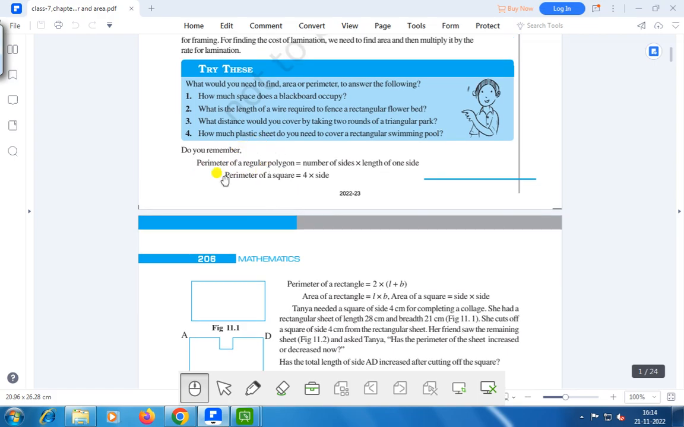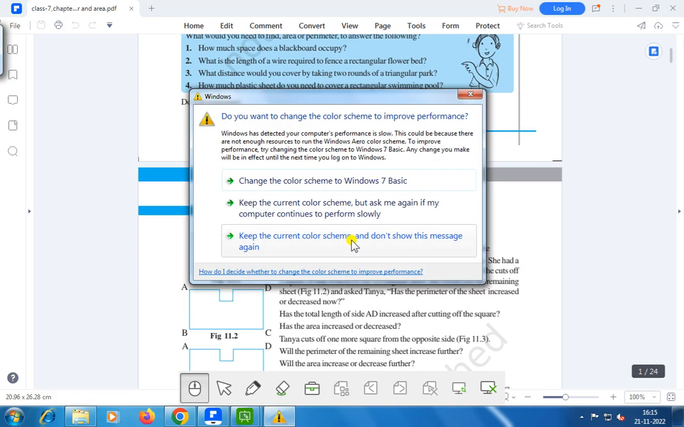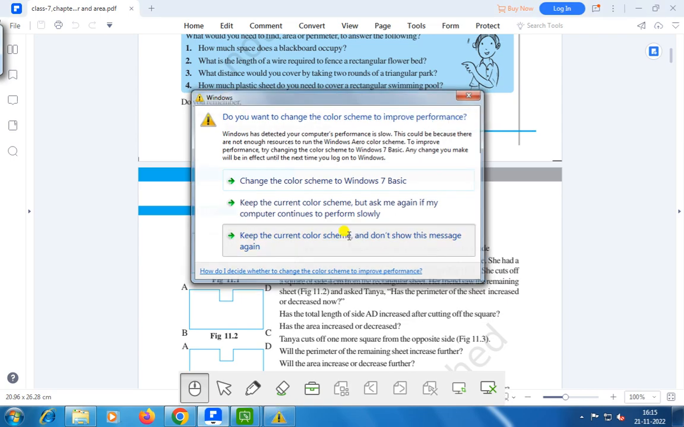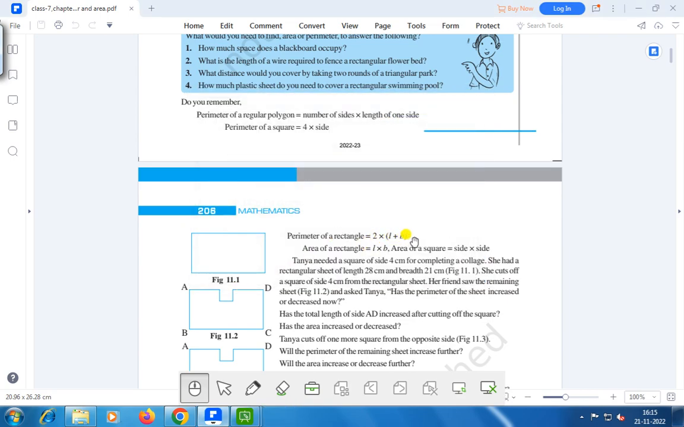Here we have learned that the perimeter of a regular polygon is equal to the number of sides into the length of one side. Perimeter of a square is 4 into side, and perimeter of a rectangle is 2 into length plus breadth, right? And area of a rectangle is length into breadth.